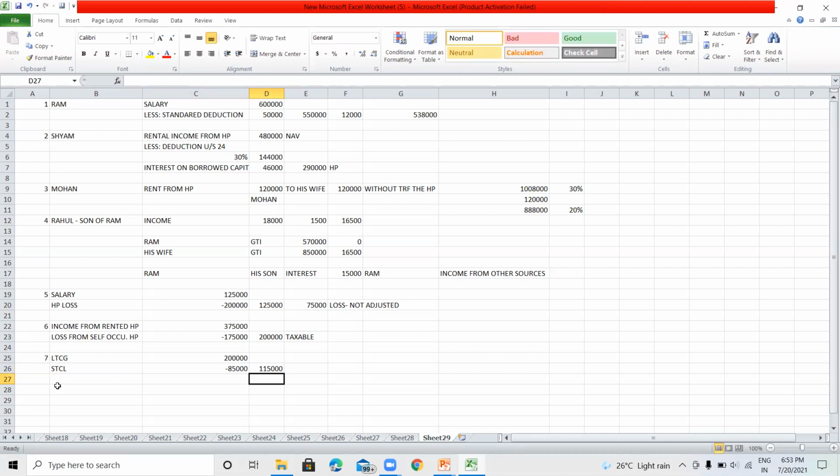But if there is a short term capital gain of 2,50,000 and a long term capital loss of approximately 55,000, then the taxable income will be 2,50,000. The long term capital loss cannot be adjusted with the short term capital gain.